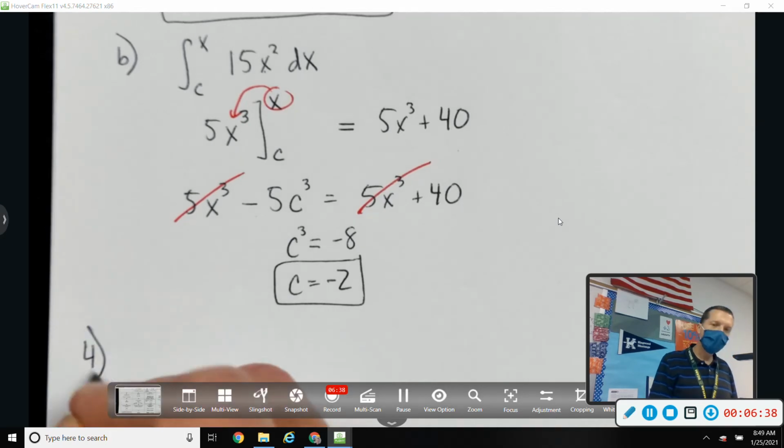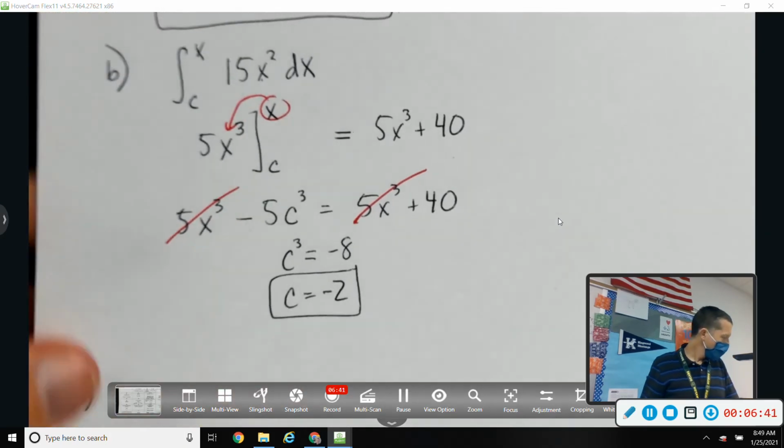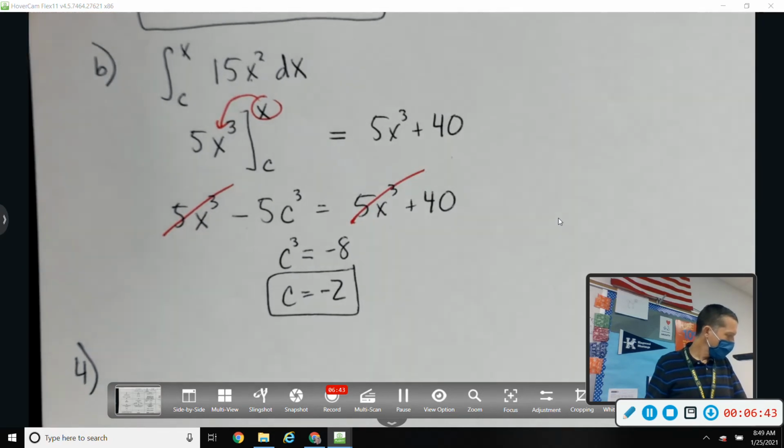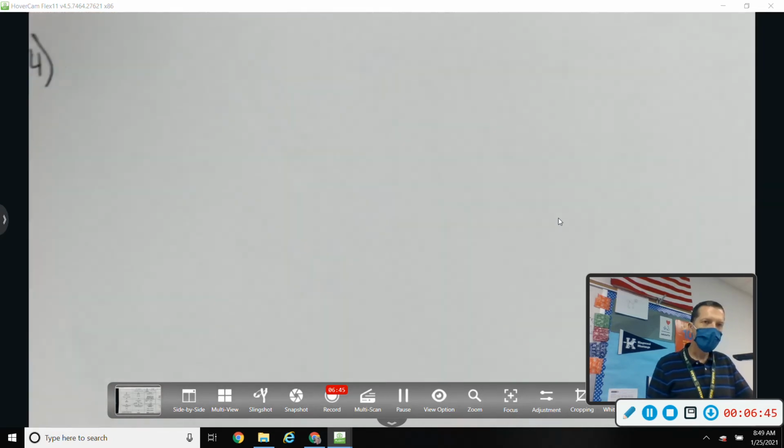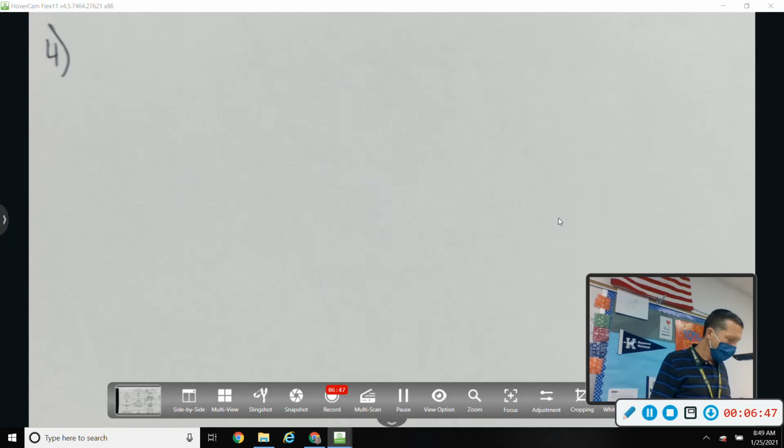Let's jump down to number 4. H of x is the integral from 0 to x of f, where f is the graph shown.